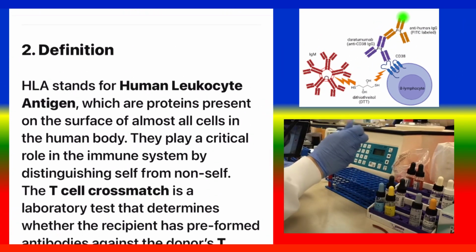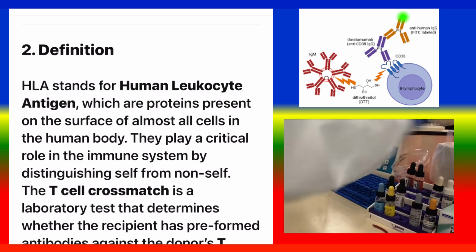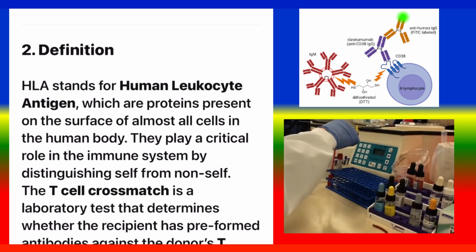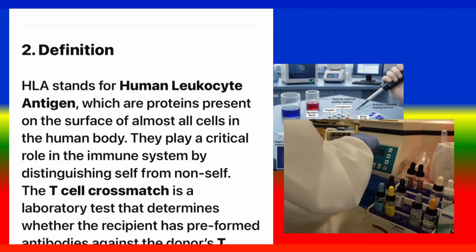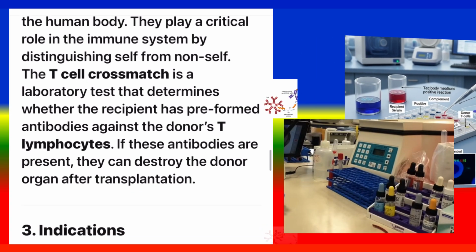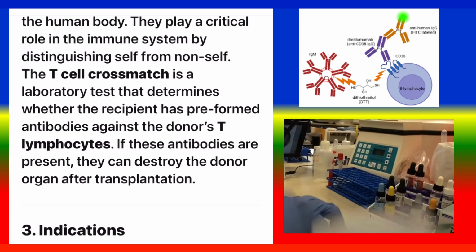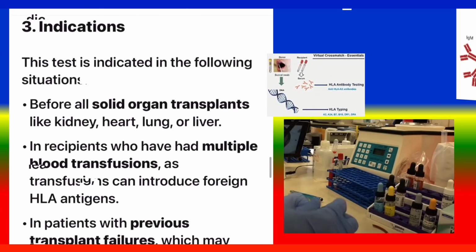2. Definition. HLA stands for human leukocyte antigen, which are proteins present on the surface of almost all cells in the human body. They play a critical role in the immune system by distinguishing self from non-self. The T-cell crossmatch is a laboratory test that determines whether the recipient has preformed antibodies against the donor's T lymphocytes. If these antibodies are present, they can destroy the donor organ after transplantation.